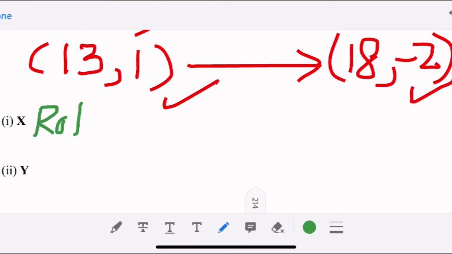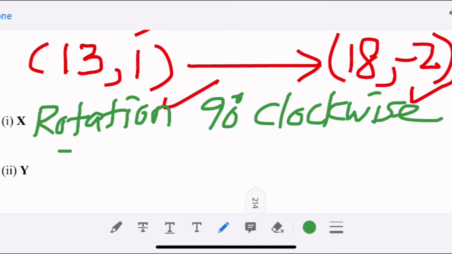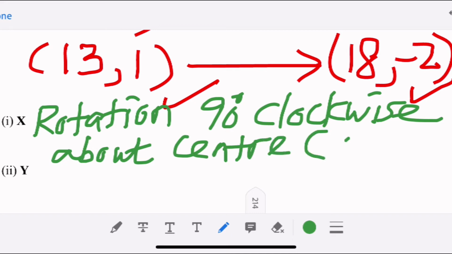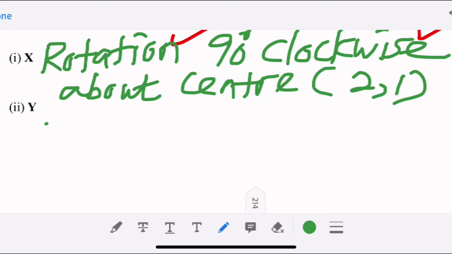Okay, so X is a rotation. When you write rotation, you get 1 mark. When you write 90-degree clockwise, you will get another 1 mark. And then you write the center (2, 1), and you'll get another 1 mark.